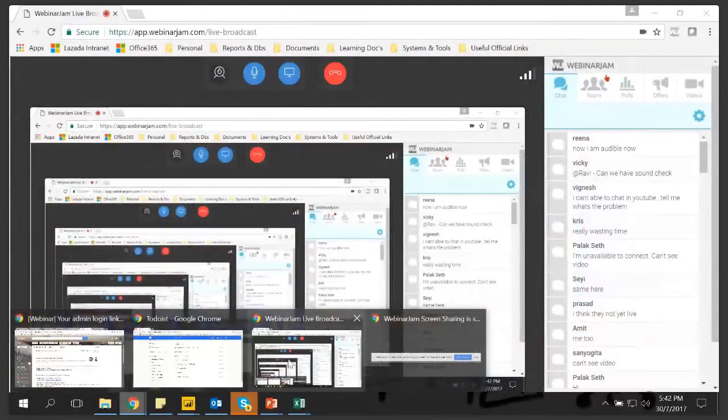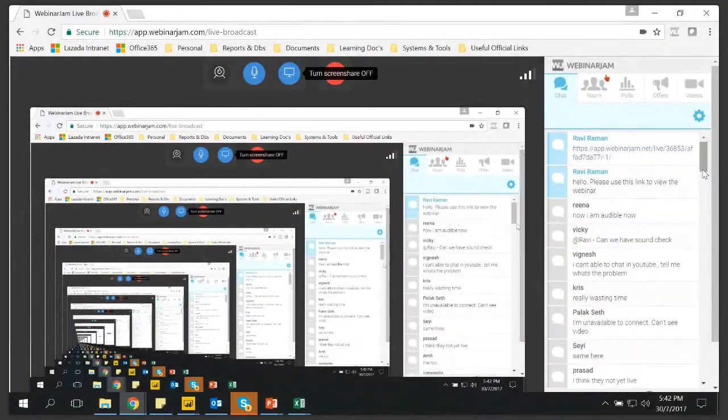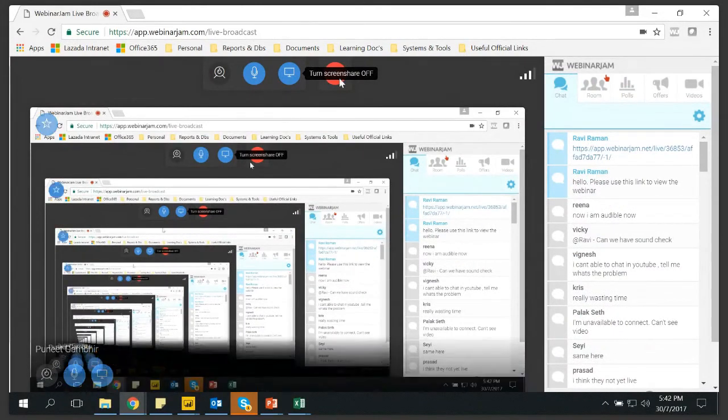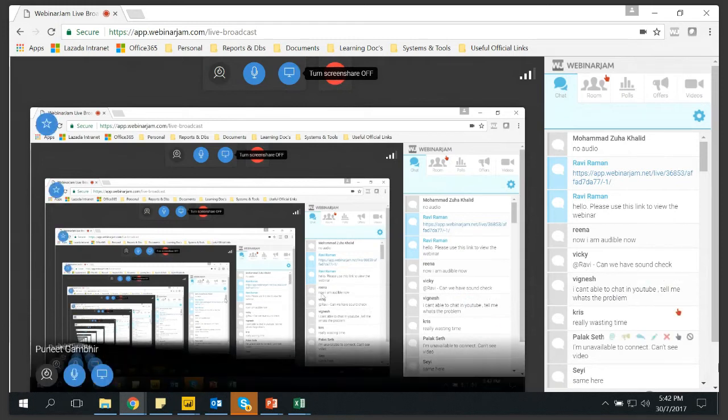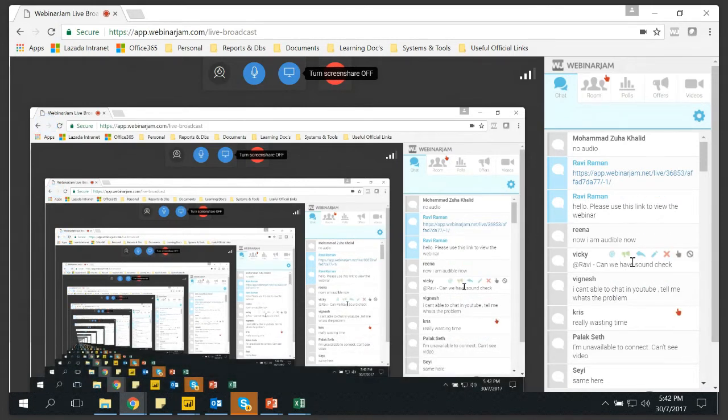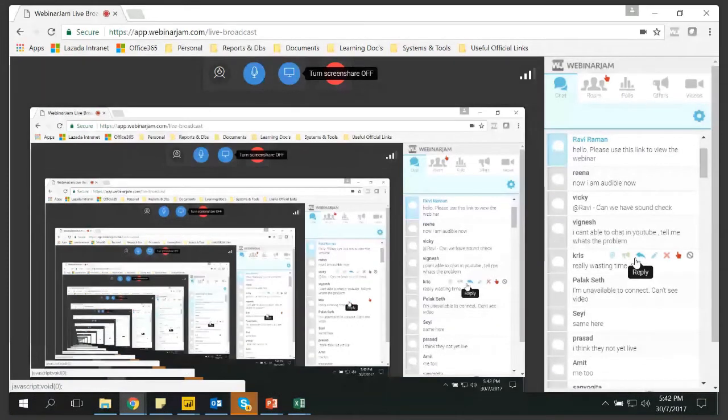So I'm not able to actually do both together. I'm able to just either screen share or look at the comments. So I'll keep on scrolling between the two. As of now, I don't see any questions as such. Okay.